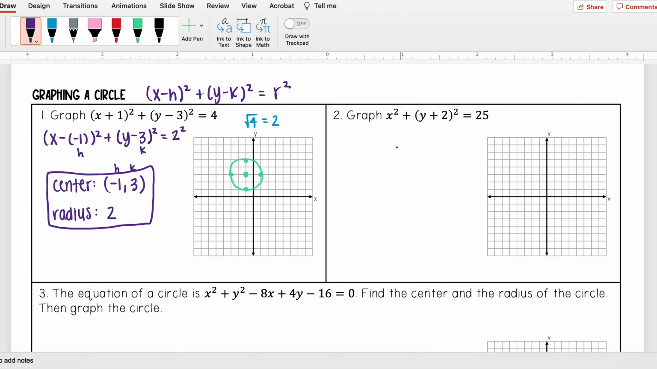Okay, let's try one more example. Here on a graph, x squared plus (y + 2) squared is equal to 25. My first step is to rewrite this so it looks just like my standard equation. To get x squared, what I'm really subtracting, what my h is going to be, is 0, because x minus 0 is just x. So x squared is the same thing as (x - 0) squared. So I know that my h is 0.